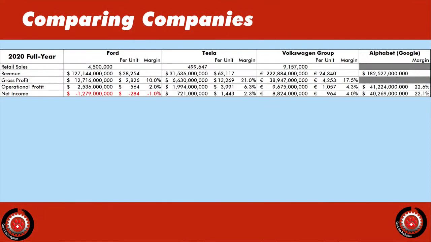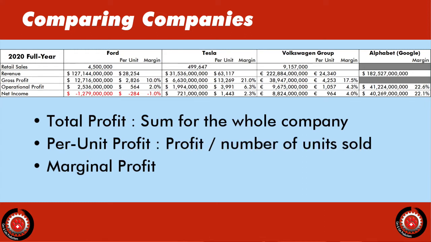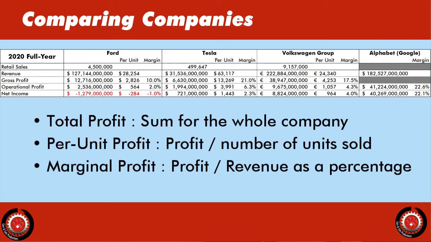So we can have a look at several different companies and compare how they match up. In this case, we have the 2020 calendar year, and we have Ford, Tesla, Volkswagen, and Alphabet, who are Google's parent company. Here we have total, per unit, and marginal. Sometimes it's interesting to look at different ways of analyzing the data. Per unit is literally, you take the total company's profit or revenue and you divide it by the number of things they've sold. And marginal is that profit compared to the revenue.